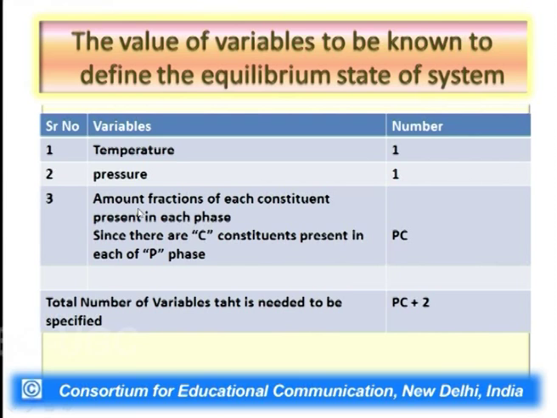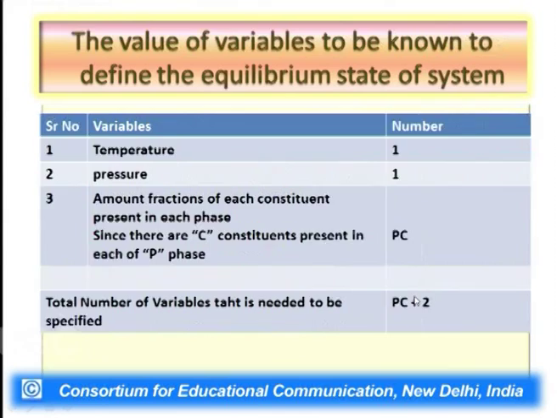Now, in addition, composition terms. As we have already said, the amount fraction of each constituent present in each phase is required to be specified. Since there are C constituents, and each of the C constituents is present in every phase, that is P number of phases, it means you are required to specify P into C, that is PC, such composition terms or amount fraction terms. If we take the total number of variables we have listed here, the total number of intensive state variables needed to be specified is PC plus 1 plus 1, 1 temperature, 1 pressure, that is PC plus 2.